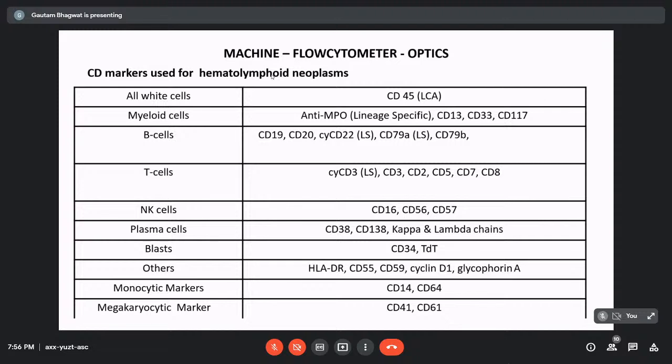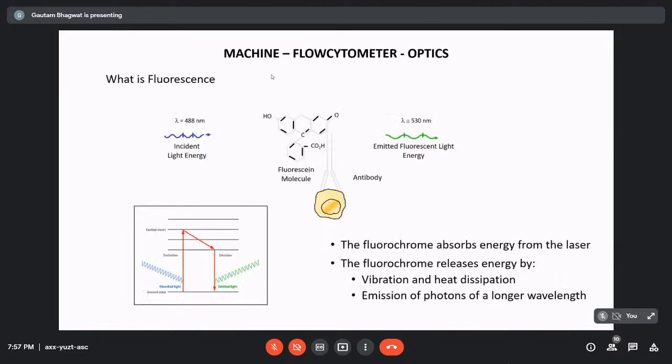But I am sure certain CD markers are very famous amongst the students and the residents, and that would be CD3 for T cell, CD20 and CD19 for B cell, MPO for myeloid, CD45 as the leukocyte common antigen. So these are cells which we all know already. And these are the CD markers which I would take in this talk forward.